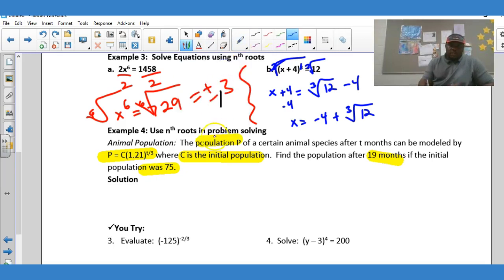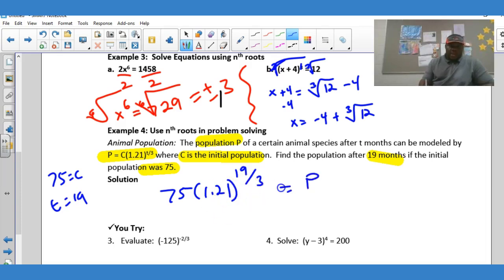All right, the initial population was 75. So we're going to go ahead and make this equation right here. What it should look like is this. Remember, C is the initial population, so that's 75. All right, so C times 1.21, and then time. We have time right here. It was 19 months, so we're going to say 19 divided by 3, because again, I got all this from right here. C is the initial population. They said the initial population is 75, so that's C. And then T is 19, because they said after 19 months. Well, T is right there, 19. All right, so there's the equation.